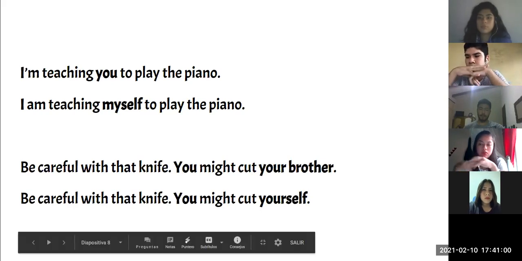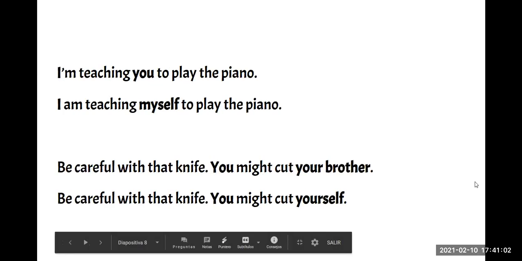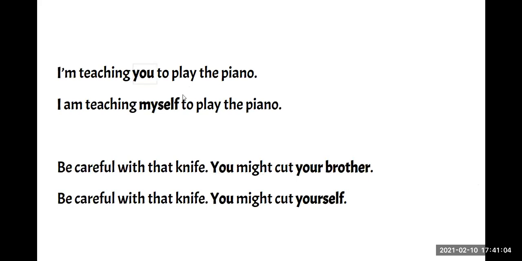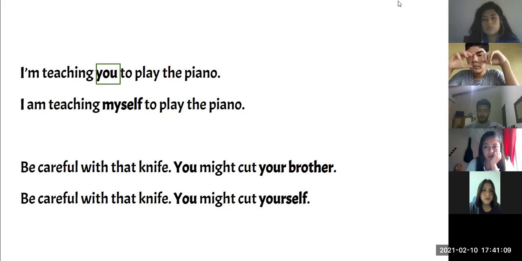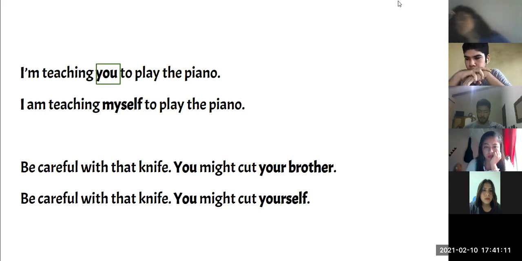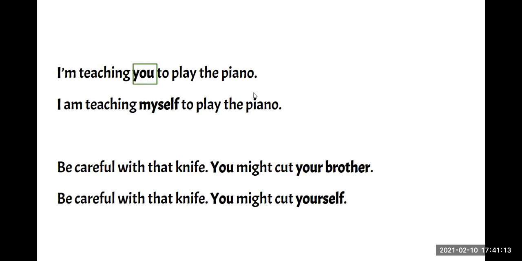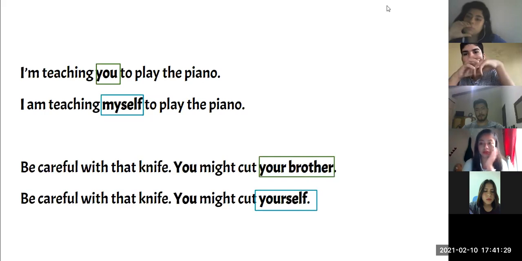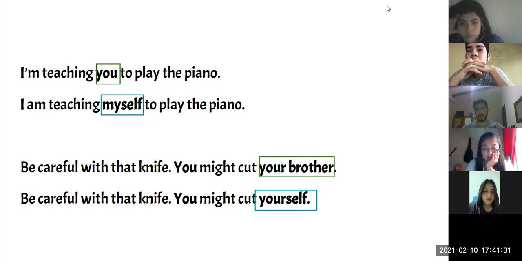Okay. Anybody else? Okay, yes. I'm teaching you to play the piano is to other person. Yes. So here we have these words, right? Remember that in English, in the sentences, we have a subject and we have an object in a sentence, right? Do you remember what is the subject of the sentence? How do you understand this? What is a subject?